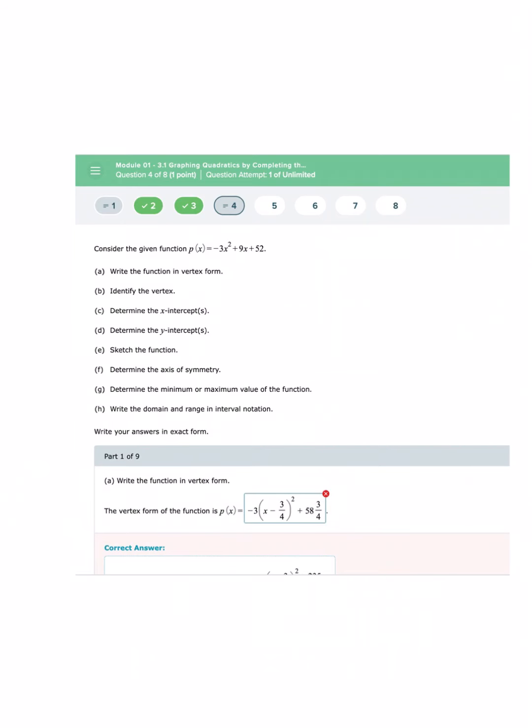All right, so looking at number 4 for 3.1, we have a quadratic function. And the first thing that we want to do is be able to put it in vertex form. There's a few different ways to do it. One way is by completing the square. The other one is using the vertex formula, which comes from completing the square. If we practice the completing the square, we could work on that.